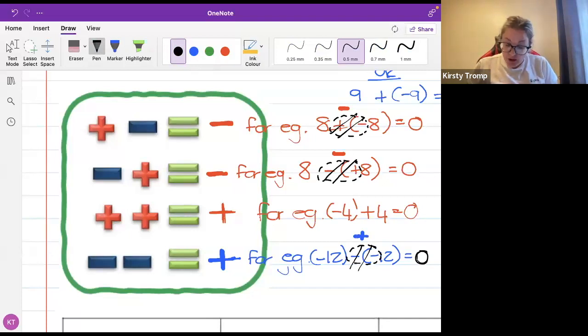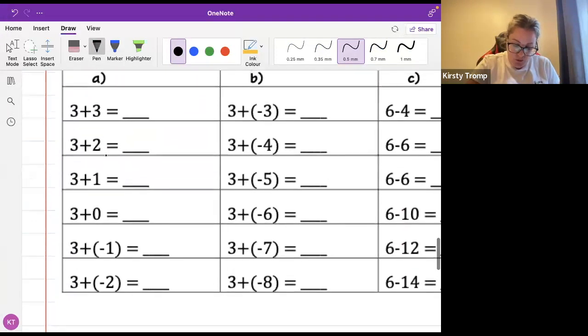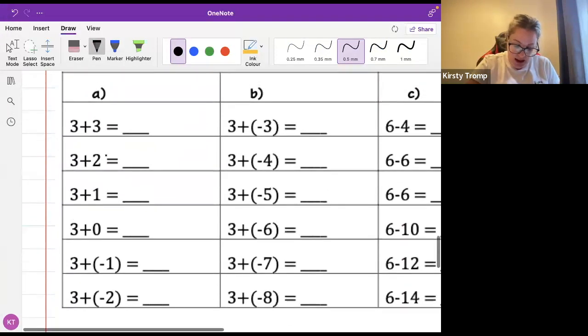Okay, so let's put that into some practice, because writing it can sometimes be a little bit confusing, and when we see it in practice, it makes a lot more sense. Let's have a look at what we're going to do. I'm going to do A with you guys, and then you're going to go practice some in B. Okay.